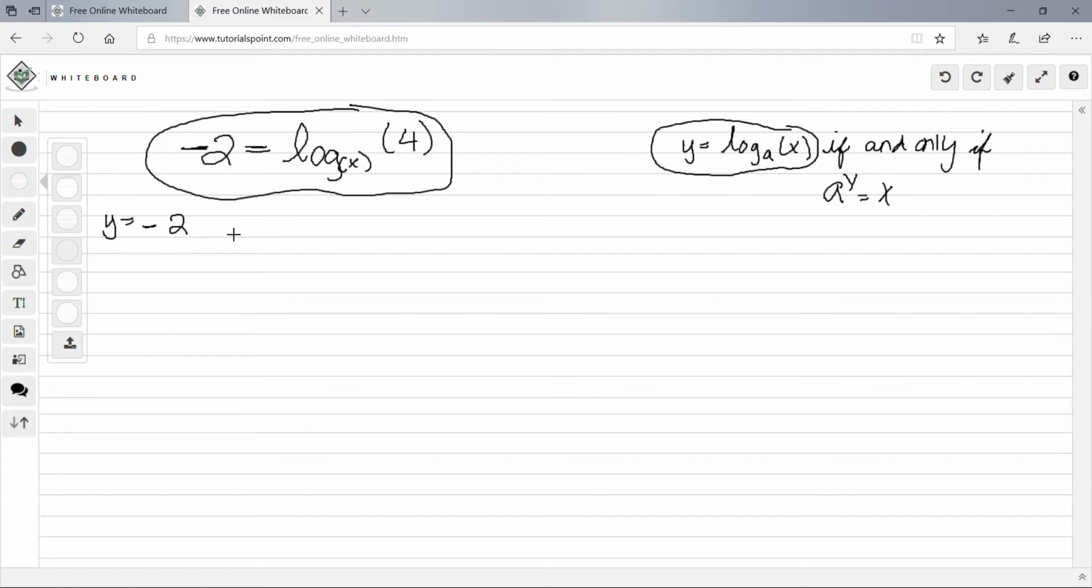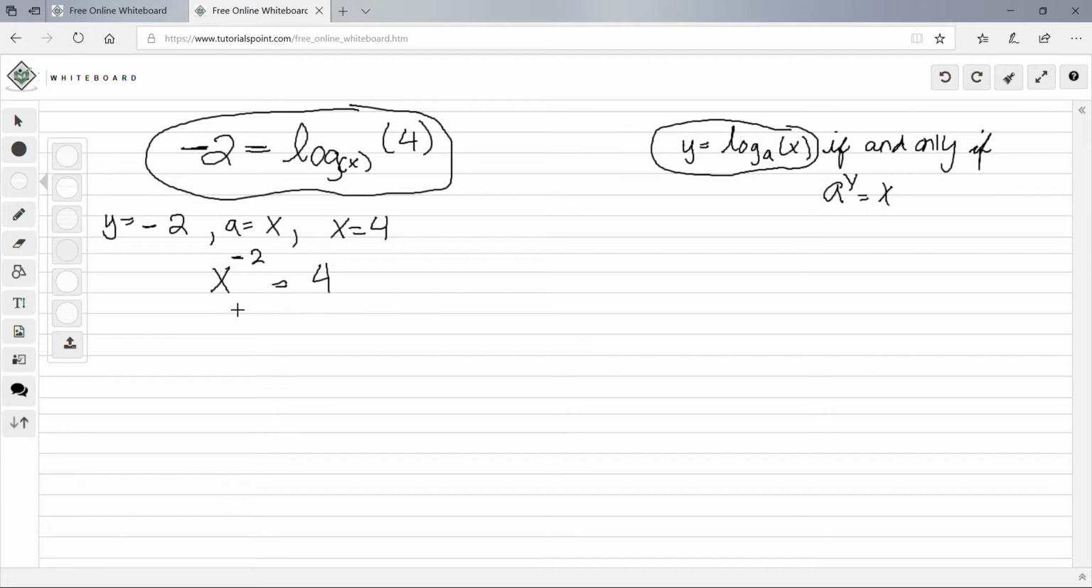What is our a going to be? Our base is going to be just x. And our x is always inside the parentheses, so our x is just positive 4. Good. Now let's put it in this form, a to the y equals x. So a is x, our y is negative 2, raise it to the negative 2, equals x, which is 4.